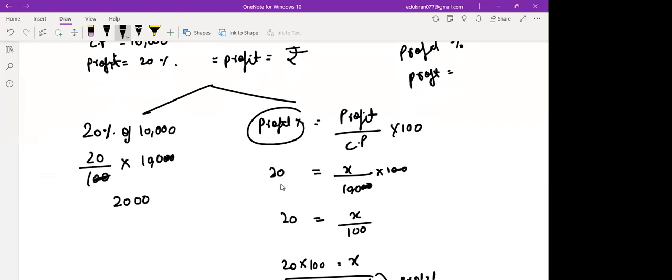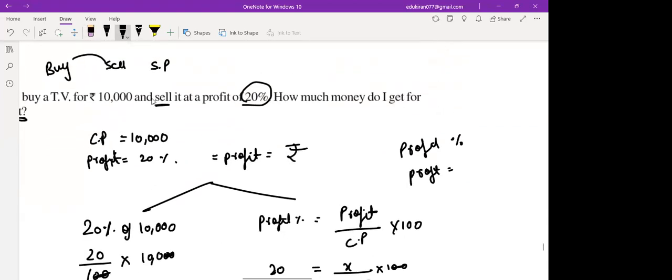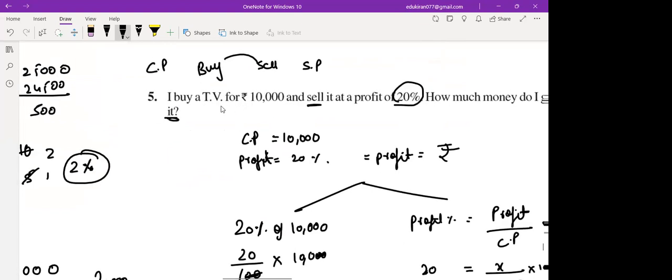Because if I write 20% as 20 over 100 here, then what is the profit? So whenever the profit percentage is given to you, you have to simply write it like this. Okay? So now I am making you understand the same question again.